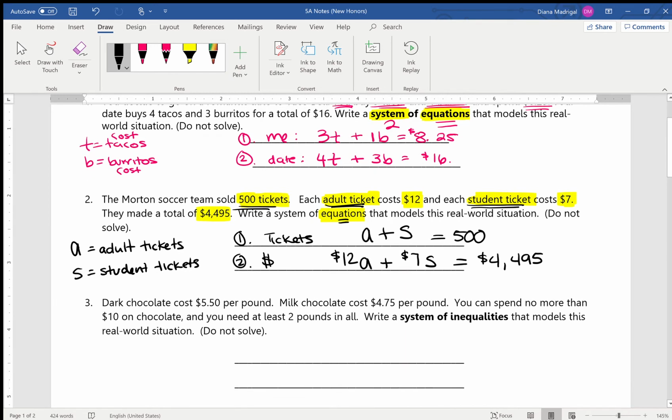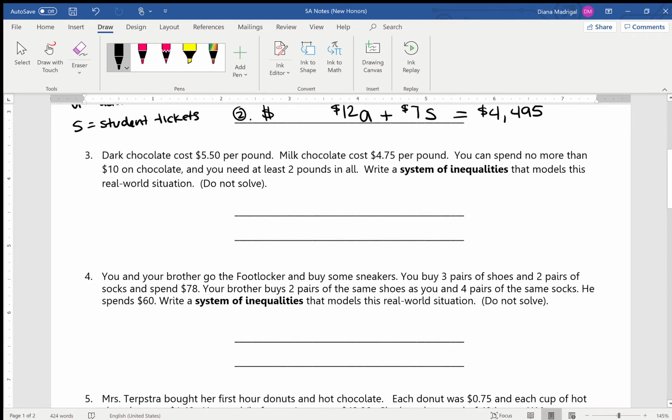All right, moving on to question number 3. It says dark chocolate costs $5.50 per pound. Milk chocolate costs $4.75 per pound. You can spend no more than $10 on chocolate, and you need at least 2 pounds in all. Write a system of inequalities that models this real world situation. Again, now they're talking about inequalities. So now we're talking about those 4 different signs that we have: greater than or equal to, less than or equal to, greater than, or less than.